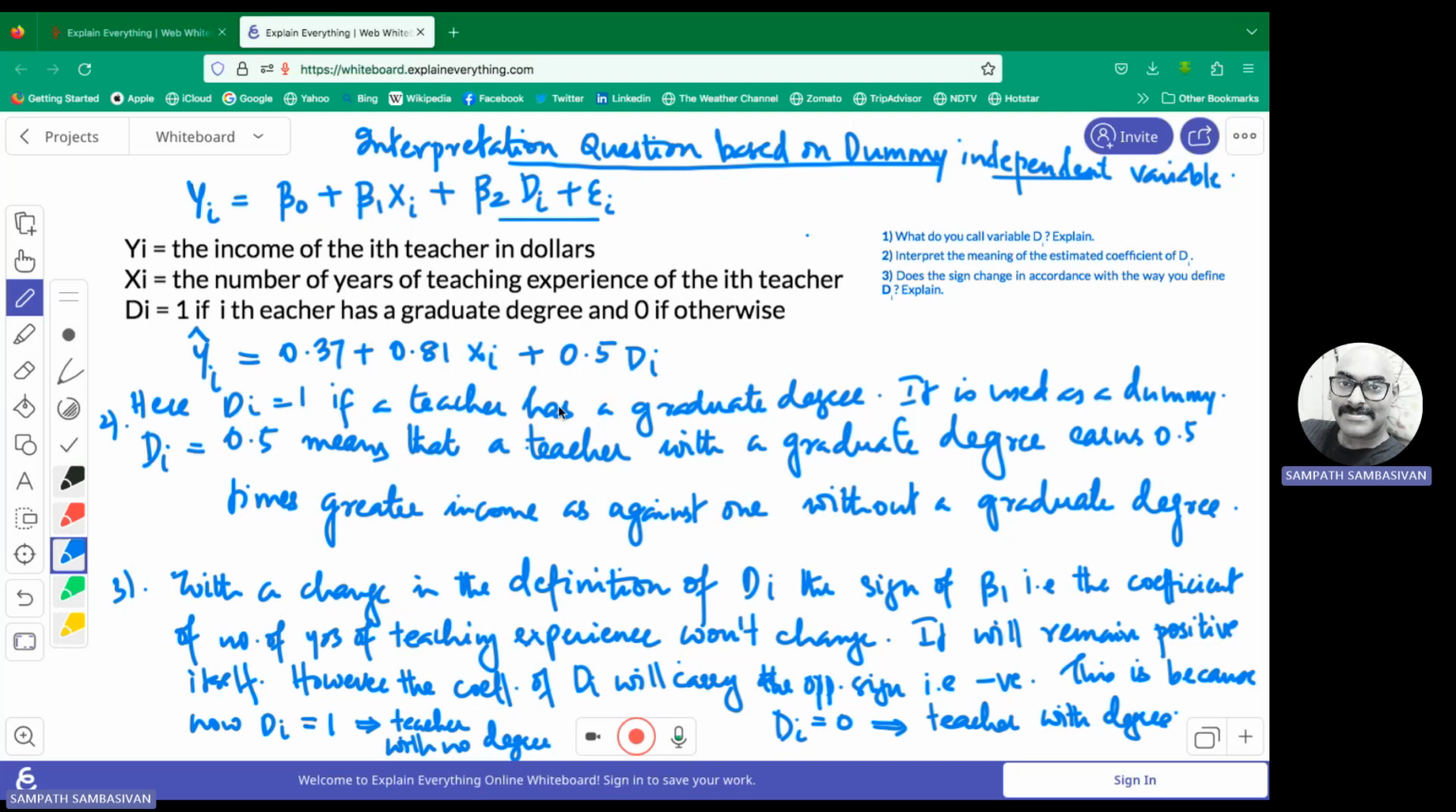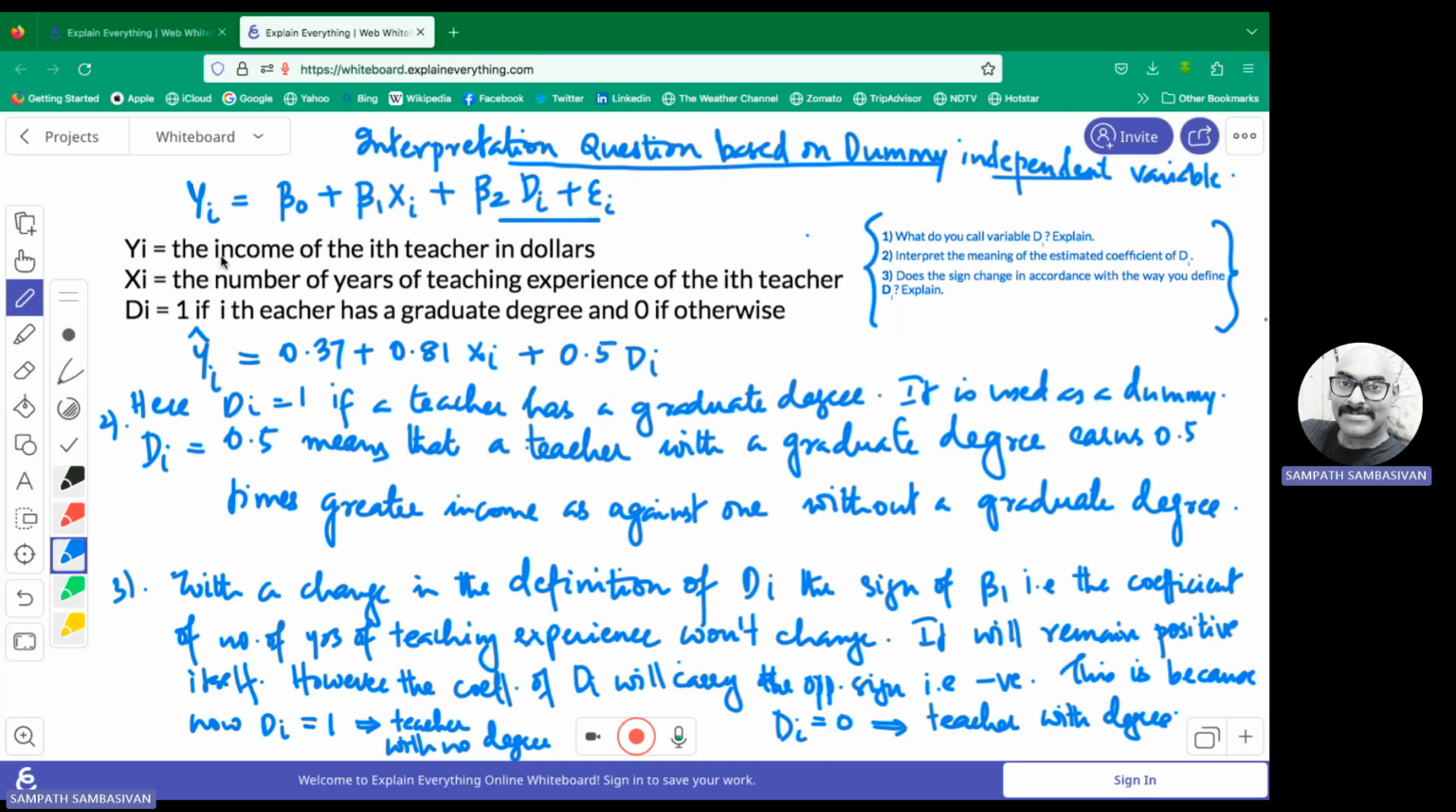I have just randomly put some numbers to one of the examples which we have considered. Here are a set of questions, and it would be in a similar format that you might get questions for your exams also. So how do we write an interpretation for the same? That's what we are trying to do here.